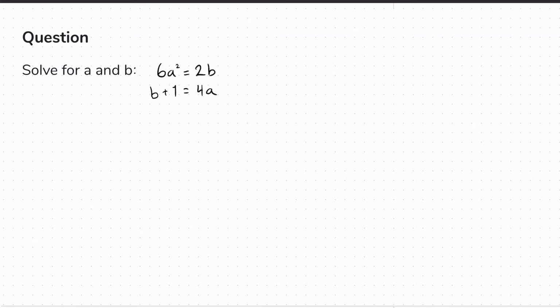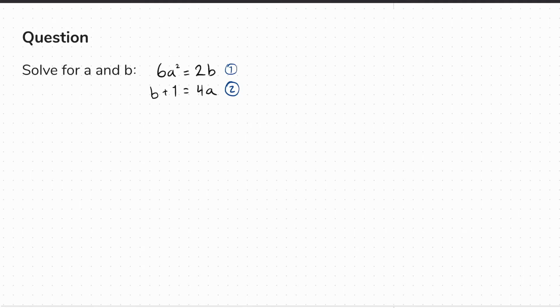Now, in the last example, we were given quite a simple substitution to do. In this one, it's not obvious, right? I could substitute for a or b by rearranging this. So this is my first equation. This is my second. By rearranging the second equation, I can have it either be a equals b plus 1 over 4, or b is equal to 4a minus 1.